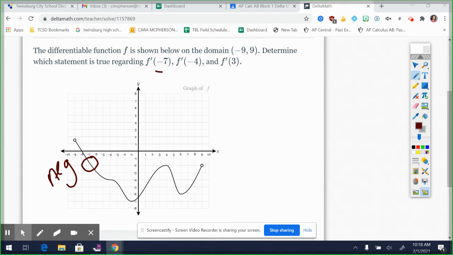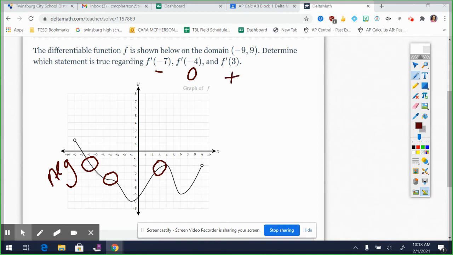Then it asks about the derivative at -4. Well, here's the derivative at -4. And what I can tell about -4 is it looks like it's actually flat at that point. So it looks like it has a 0 derivative there. And then finally, it wants you to look at the derivative at 3. So the derivative at 3 is right here. And what I can tell from that is my graph is going up. So that means it looks like it has a positive derivative.